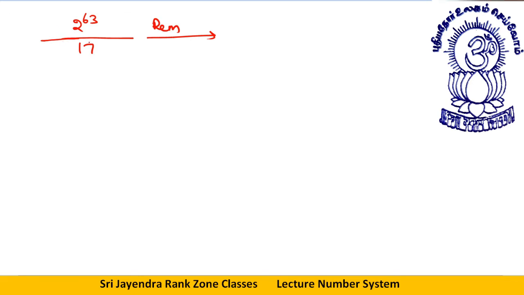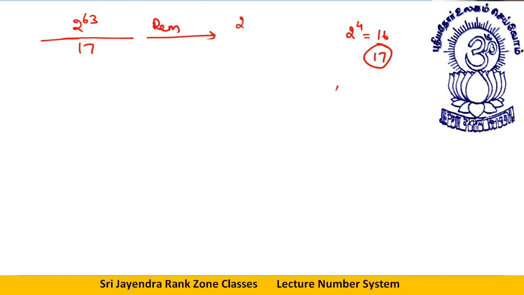Now 2 raised to power 63 divided by 17. What will be the remainder? See, I know one thing, that 2 raised to power 4 is equal to 16. This is very close to 17. My approach will always be like this. Whatever this number is here, just try to find any power of this, so that the power comes close to the divisor.